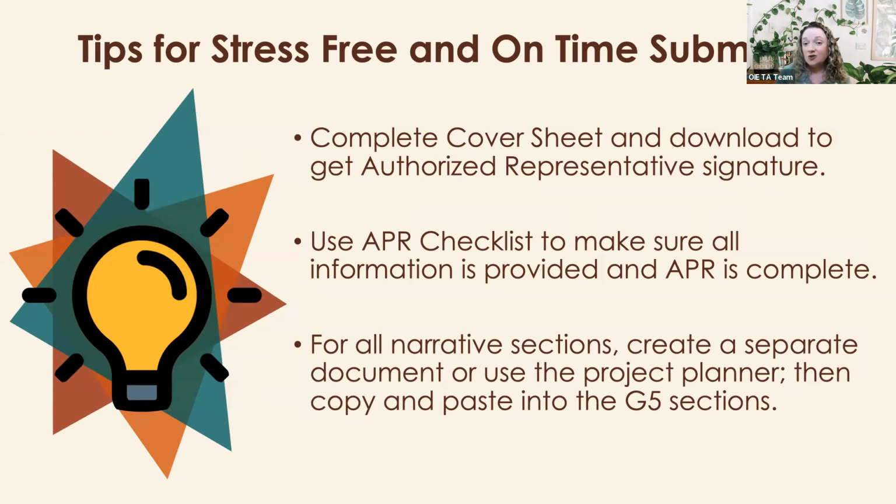That way, A, you can use spelling and grammar check, which is always really nice and you can't use within G5. And B, you have it so that if G5 decides to eat it, you don't have to start over from scratch. And what I mean by that is that G5 will time out, even if you're actively in there working sometimes. And then grantees will say, but I just wrote this beautiful narrative or this beautiful explanation of progress, and now it's gone and I have to start over. And that's really frustrating. I agree.